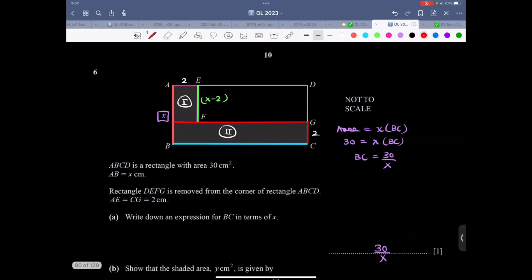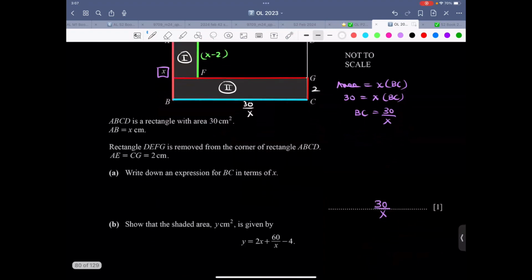So basically, I have made two rectangles. The first rectangle has an area 2 into x minus 2. The second rectangle has an area which is 2 into this whole thing. This whole thing is BC, that is 30 over x. So let me write 30 over x over here.